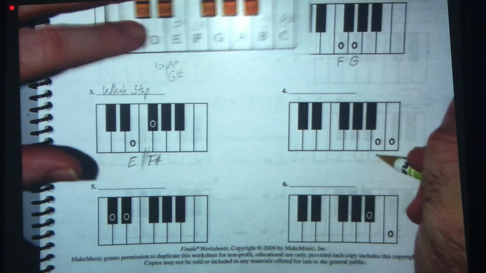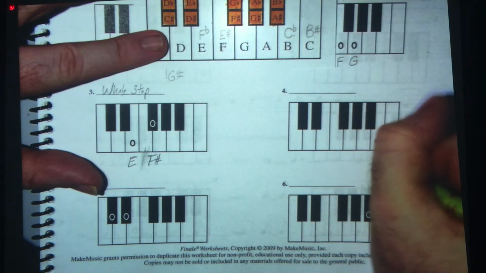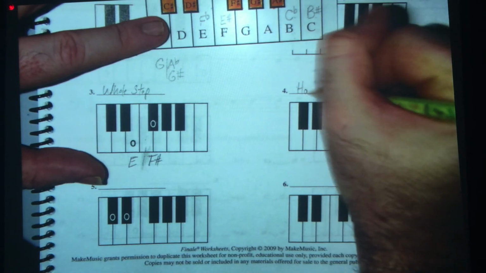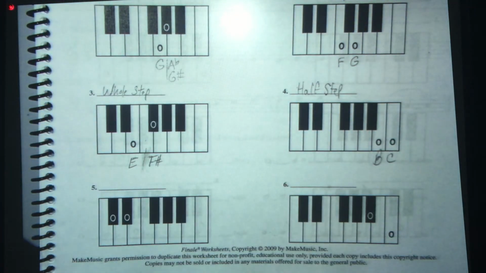Okay, over here we have two notes highlighted, B and C. Is there a note in between? Nope, so it is a half step. You can do the bottom two on your own.